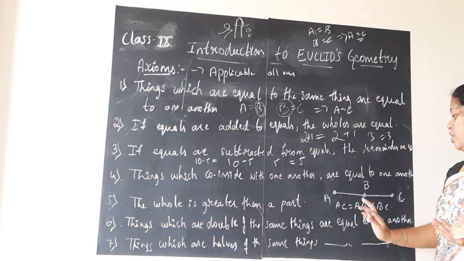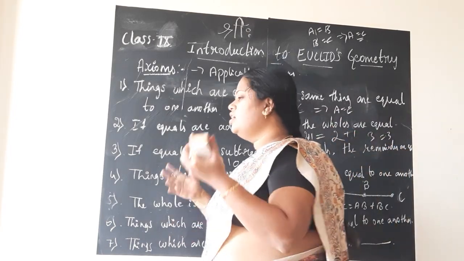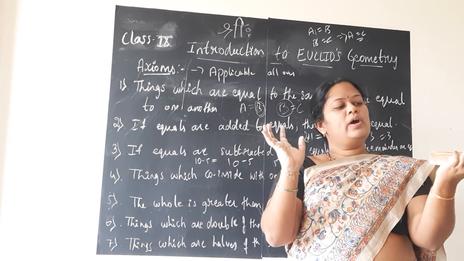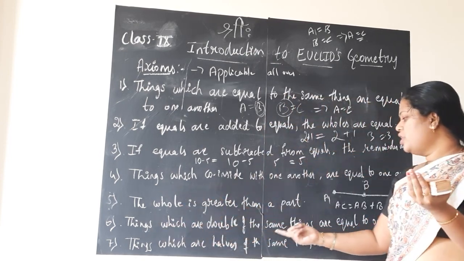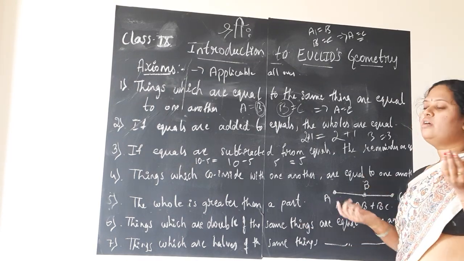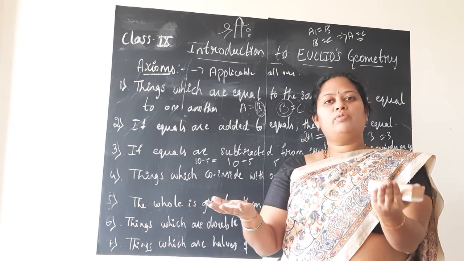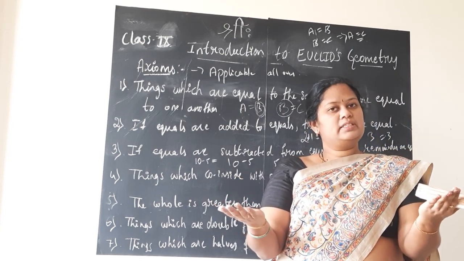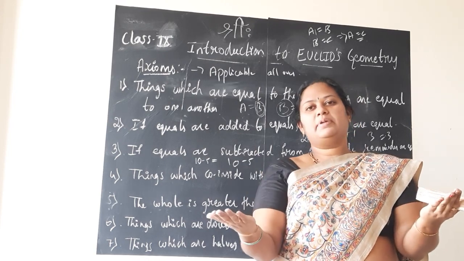Things which are double of the same things are equal to one another. Things which are double of the same things. I will take two apples. One apple in my left hand, one apple in my right hand. To both the hands, I will give one more apple. So now I have two apples, that is the double of the first one. Two apples in my left hand, two apples in my right hand.